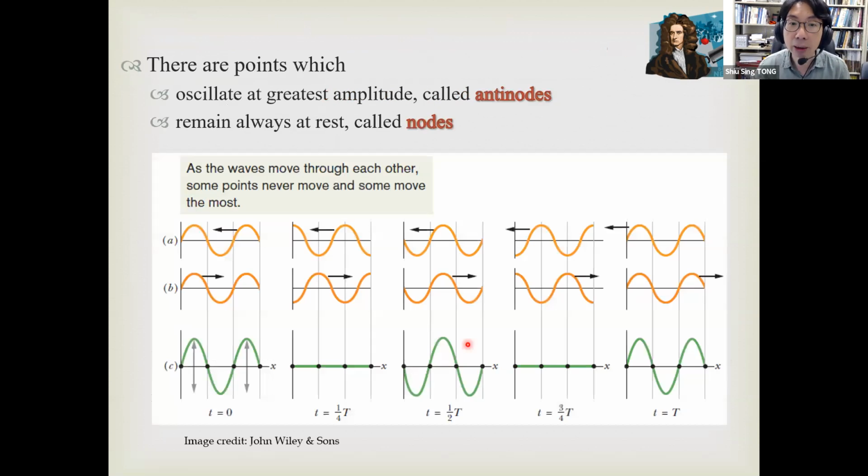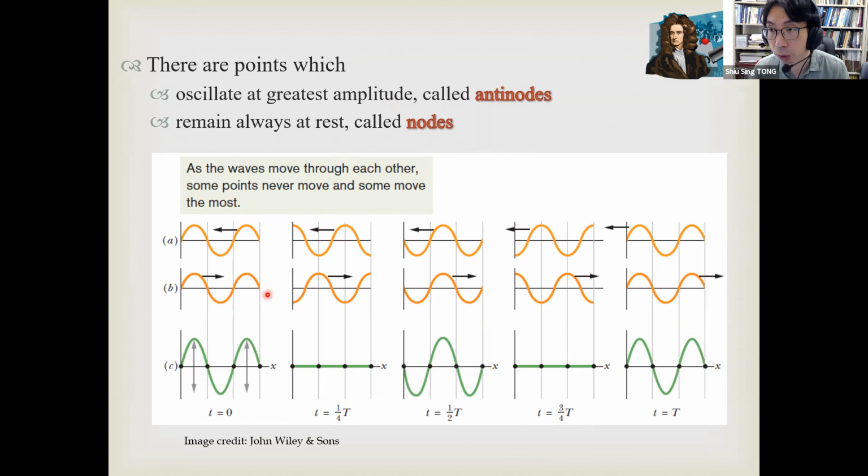So the resultant pattern is a so-called standing wave. On a standing wave, there are points which oscillate with the greatest amplitude, and these are called antinodes. 波幅 in Chinese. At this position, the waves always vibrate at greatest amplitude. And there are positions on the wave in which the disturbance is always 0. It's always at rest, and these positions are called nodes. So you have nodes and antinodes alternately separated along the wave. That is the so-called standing wave pattern.